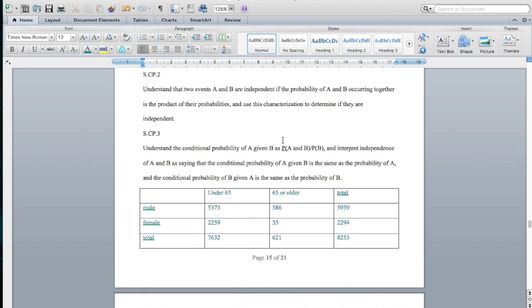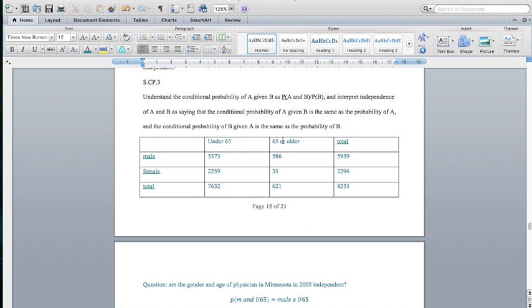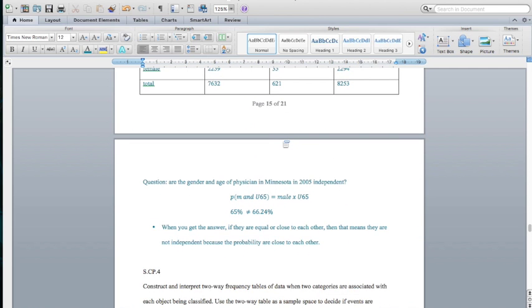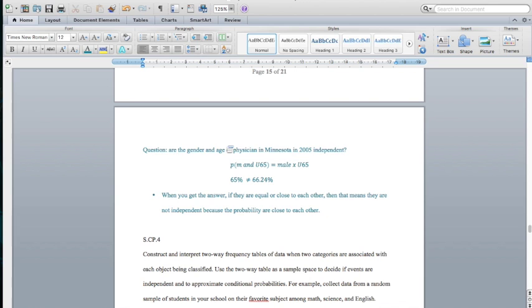Yes, at SCP 2 and 3, I learned about conditional probability and finding out if events are independent using the formulas. And when I get the answer, if the answers are close or equal to each other, that means they are independent, because the statistical answers are close to each other. And I can use this to prove the independency of my projects in the future, to guarantee that my project is either independent or not independent.